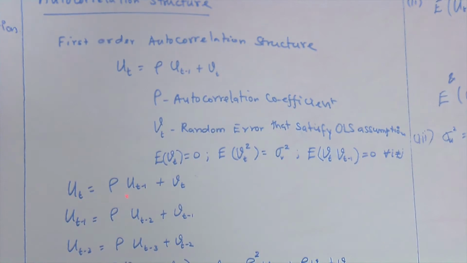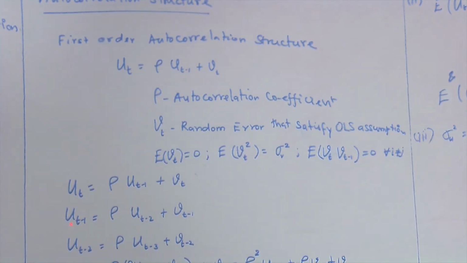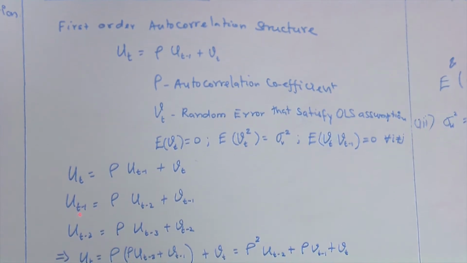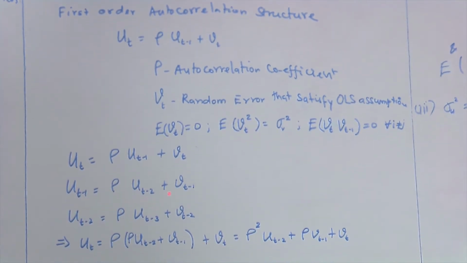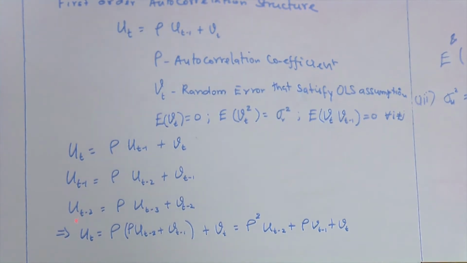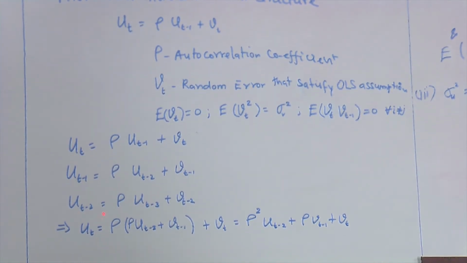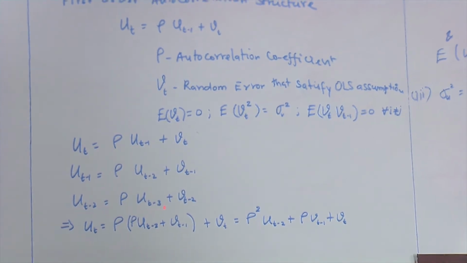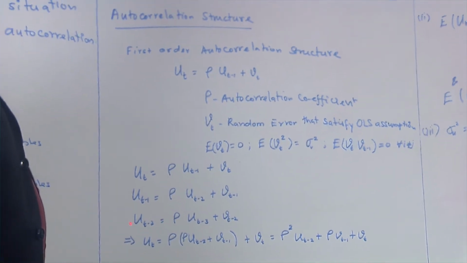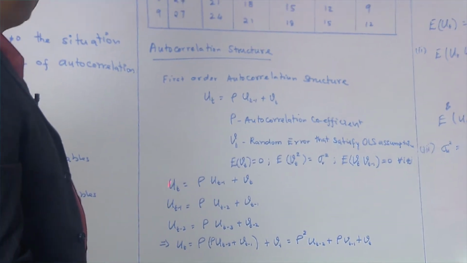Ut is equal to rho ut minus 1 plus Vt. Similarly, that can be written for ut minus 1 as well. That is, ut minus 1 is equal to rho ut minus 2 plus Vt minus 1. Similarly, we can write ut minus 2 that is equal to rho ut minus 3 plus Vt minus 2. We may substitute all these values back into this loop.